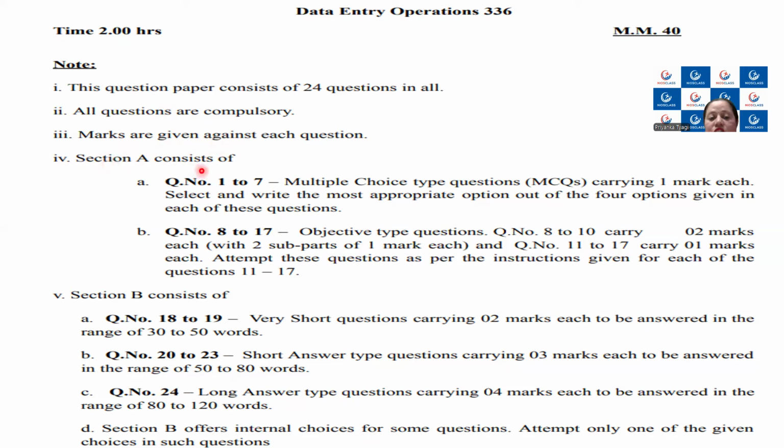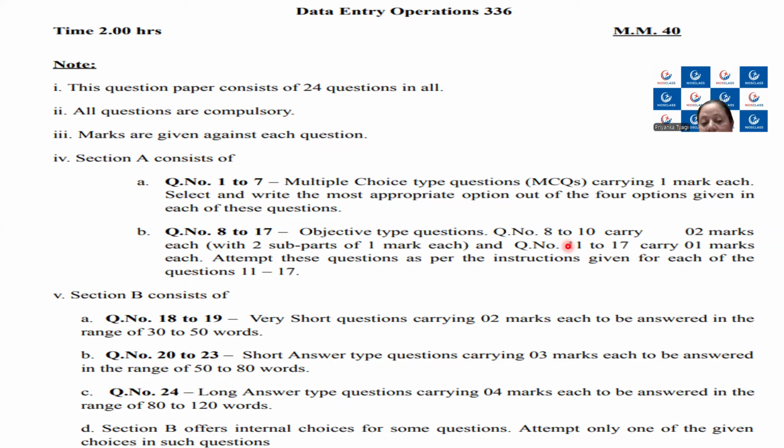Now you can see here, section A consists of 2 types of questions, 1 to 7 and 8 to 10. 1 to 7 carry 1 mark. Questions 8 to 10 are of 2 marks with 2 sub-parts of 1 mark each. Questions 8 to 10 are basically assertion and reason based questions. This is also a new type of question which logically establishes your knowledge. Questions 1 to 10 carry 1 mark each. Attempt these questions as per the instruction.